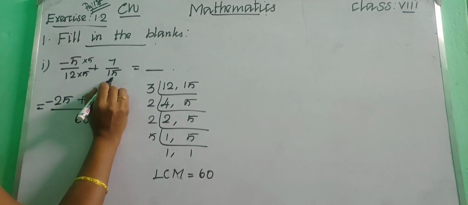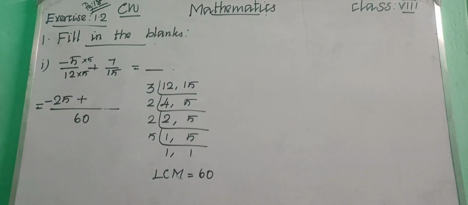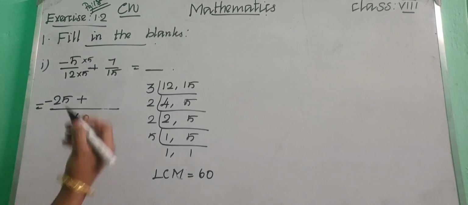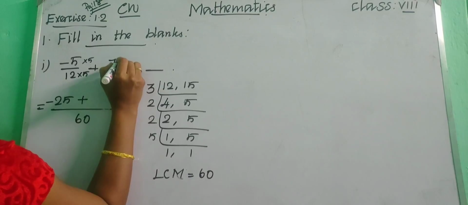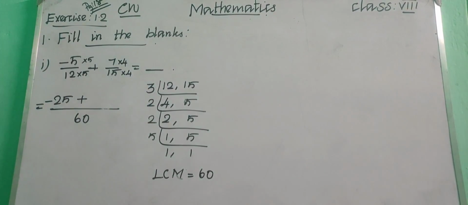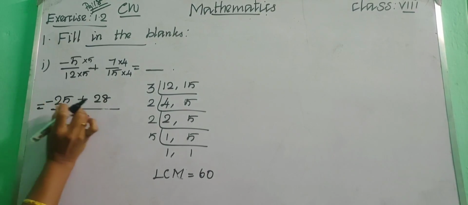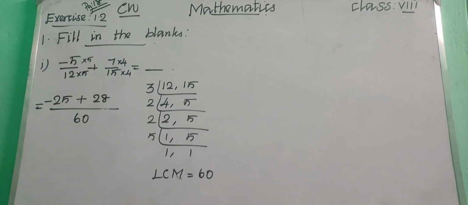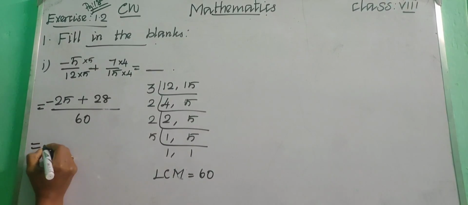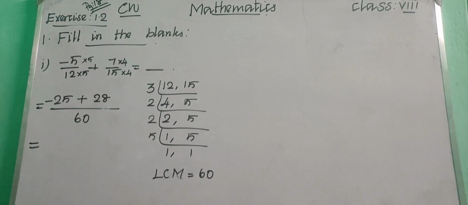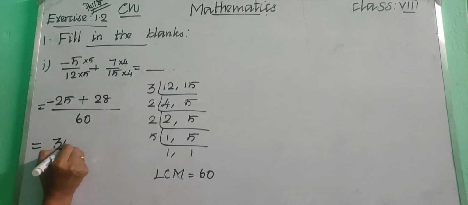Now say what will be multiplied with this 15 to get 60? 15 2s are 30, so 15 4s are 60. Okay children, so we need to multiply 4 in the numerator as well as in the denominator. So what is the answer? 7 4s are 28. So minus 25 plus 28. What is the answer? Plus 3. 3 upon 60, right?